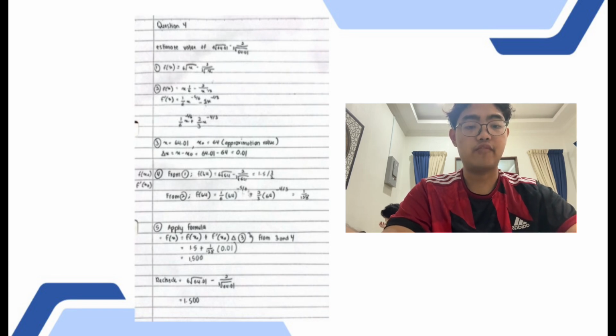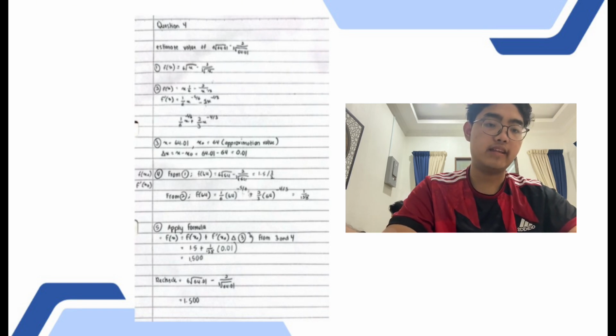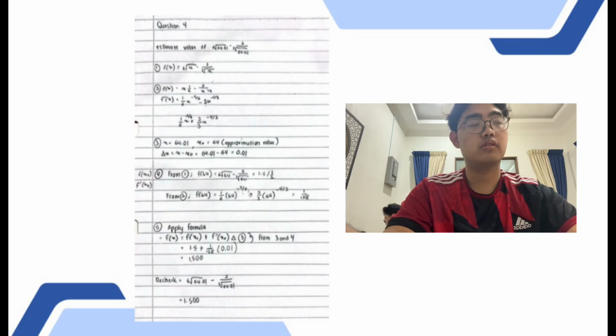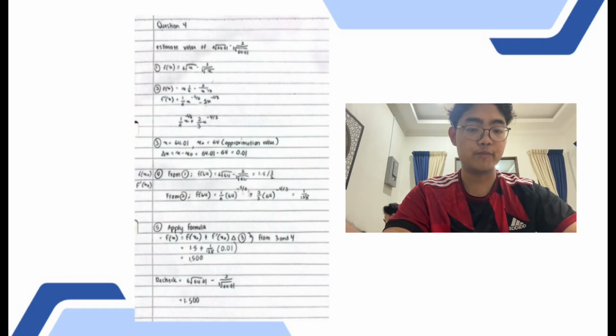And for step 4, first I take the expression from step 1. Then I substitute 64 into that. So square root of 64 minus 2 over square root of 3, 64. So the answer I get is 1 over 5 or 3 over 2.